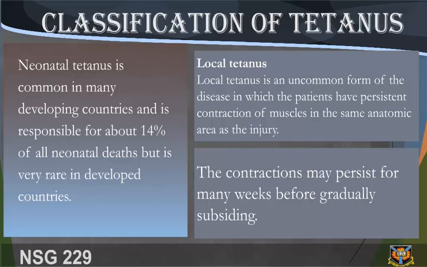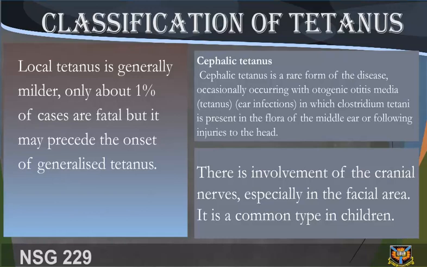Local tetanus. Local tetanus is an uncommon form of the disease in which the patients have persistent contraction of muscles in the same anatomic area as the injury. The contractions may persist for many weeks before gradually subsiding. Local tetanus is generally milder. Only about 1% of cases are fatal, but it may precede the onset of generalized tetanus.